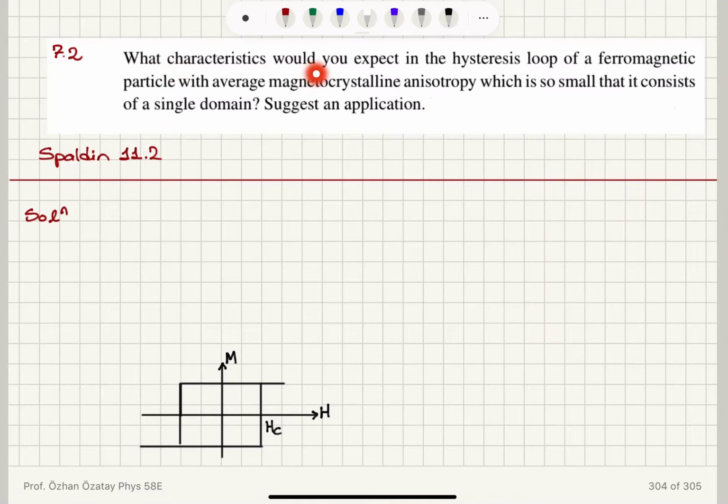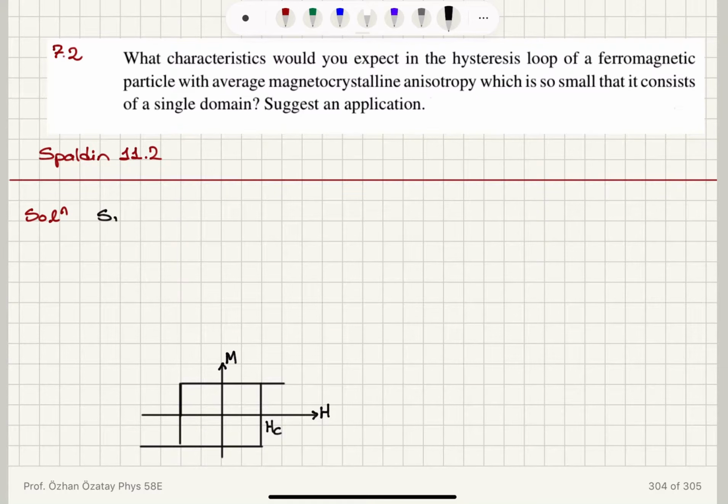What characteristics would you expect in the hysteresis loop of a ferromagnetic particle with average magnetocrystalline anisotropy, which is so small that it consists of a single domain? Suggest an application. So we're looking at the switching or magnetization reversal of a single domain ferromagnetic particle. So where will this single domain point?